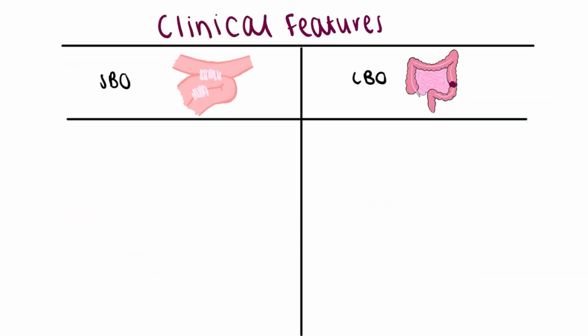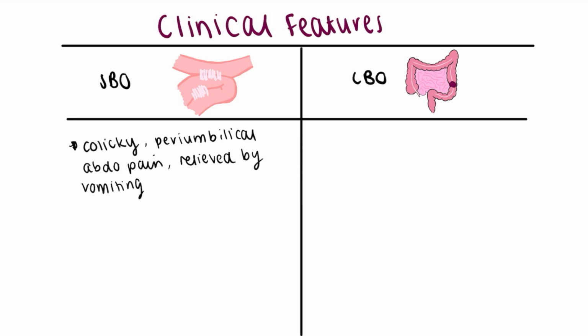We have covered the key clinical features and red flags for bowel obstructions within our pathophysiology overview. However, it is also useful to look at the clinical differences between small and large bowel obstructions. In a small bowel obstruction, the pain is typically colicky, meaning it comes and goes, periumbilical, and can be relieved by vomiting. In large bowel obstructions, the pain is more likely to be continuous.